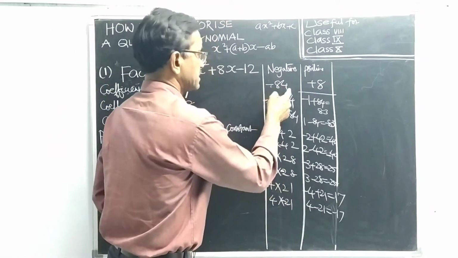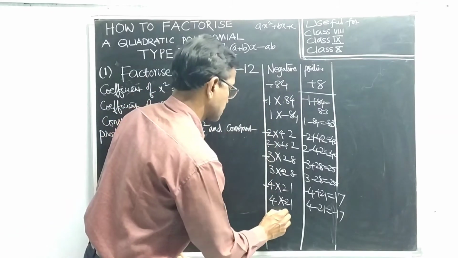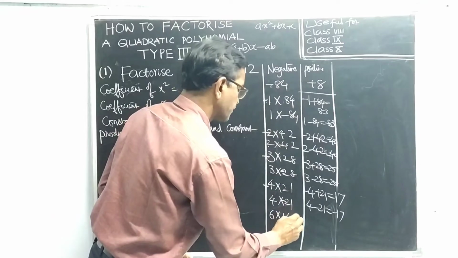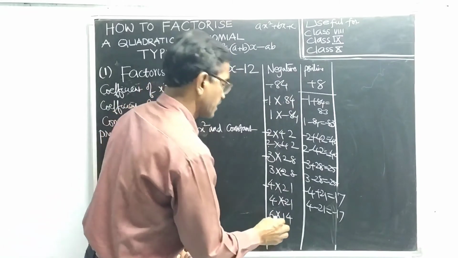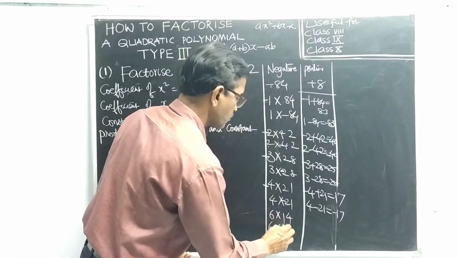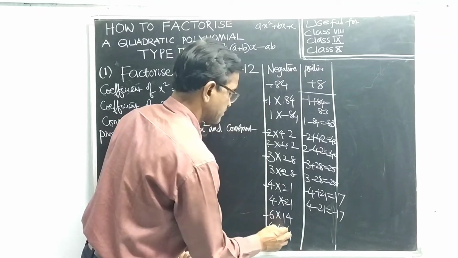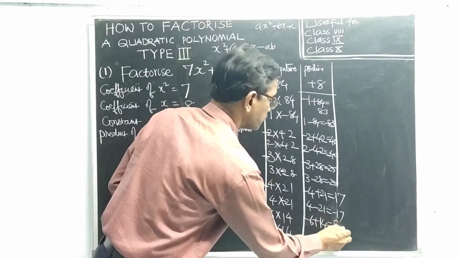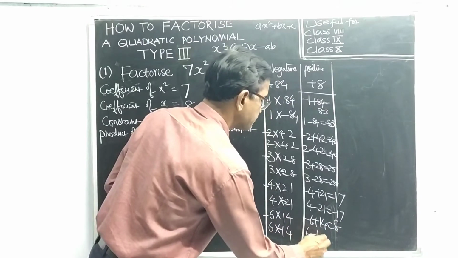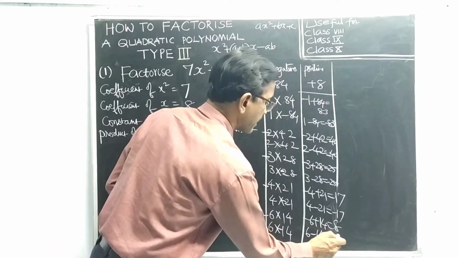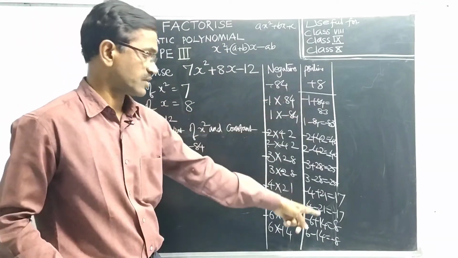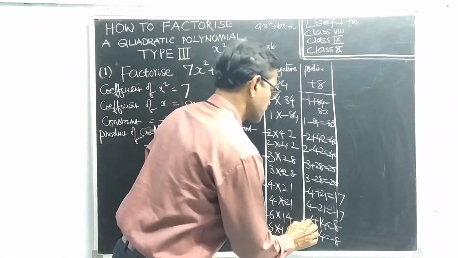Next 5 table does not divide. 6 table, 6 1s are 6, 6 4s are 24. Now write 2 times this one also, minus minus. Minus 6 plus 14 is equal to plus 8. 6 minus 14 is equal to minus 8. So what do we have to take here? 8 is there. So we have to take minus 6 plus 14.